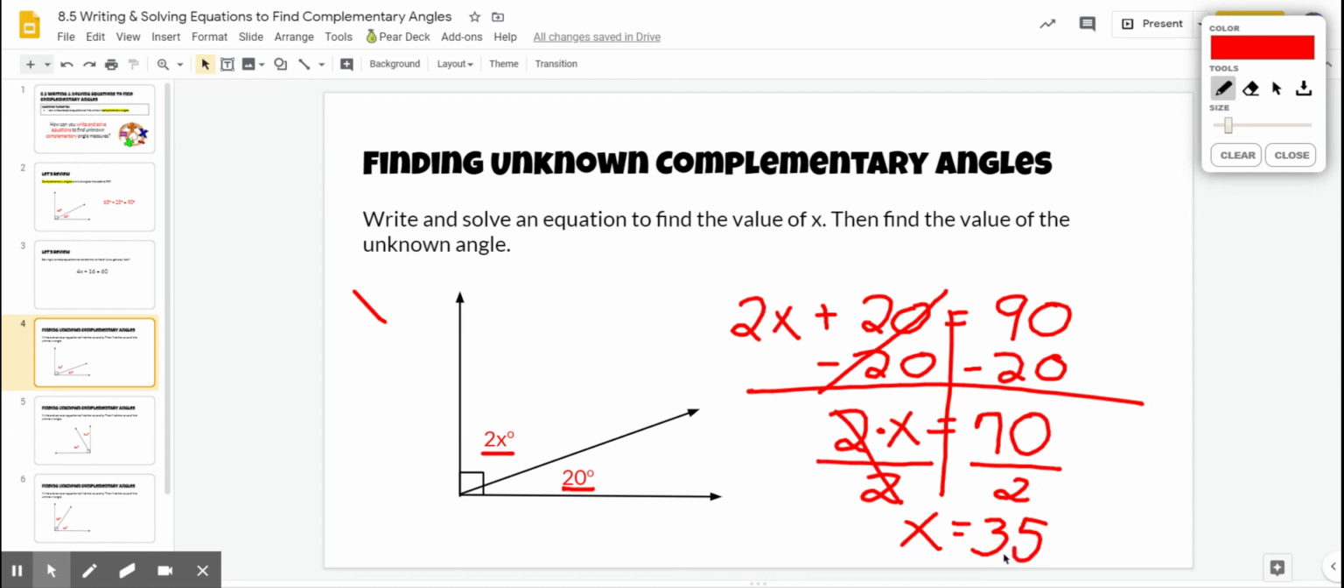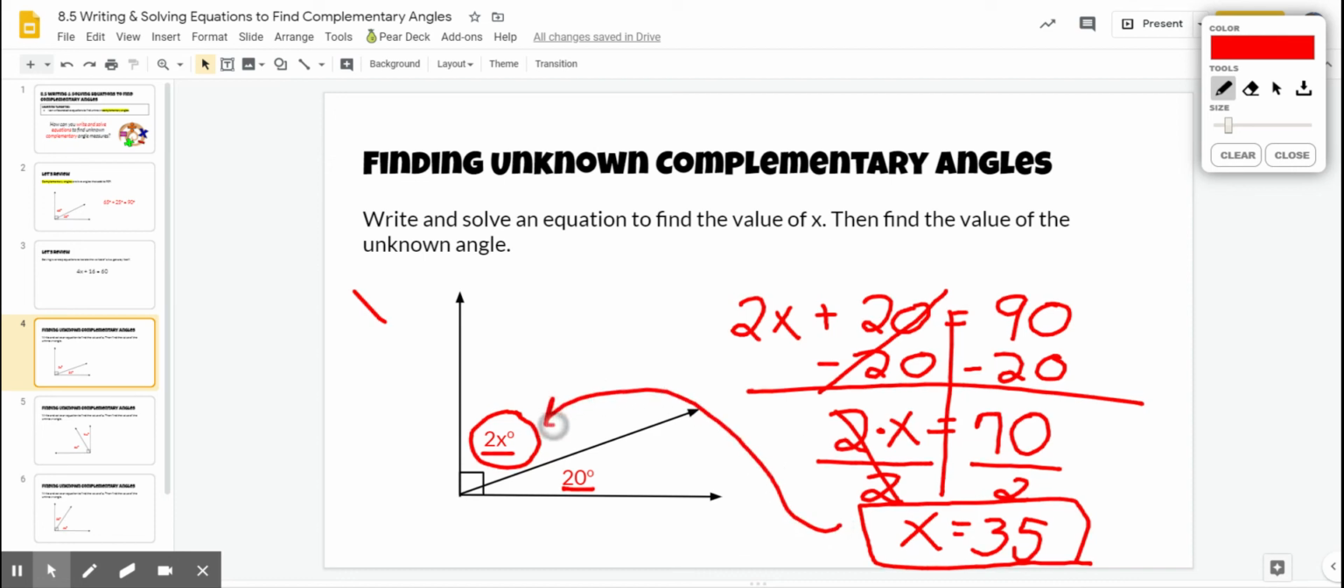Now, I'm not done yet because I know that x equals 35. But my angle says that the measure is 2 times x. So the last thing I need to do here is come up and substitute my x value into this expression. So the expression is 2 times x. So instead of x, I'm going to put in a 35 here.